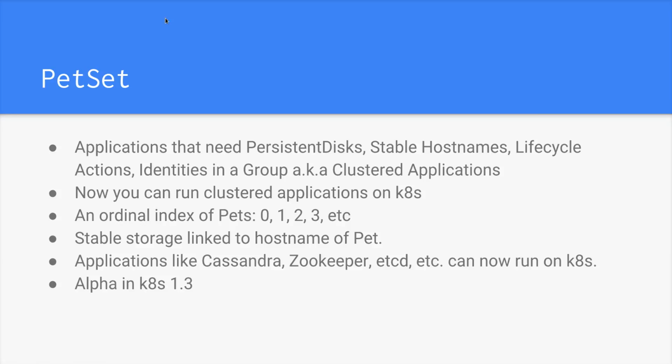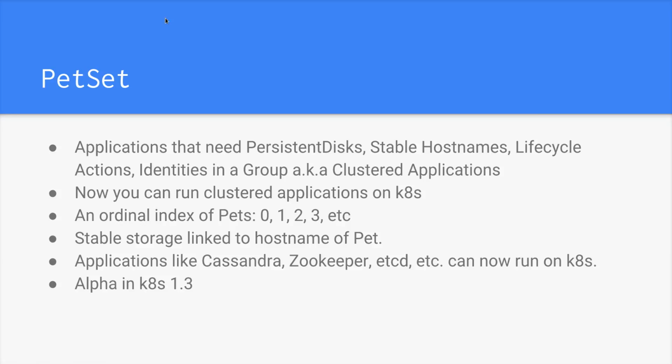So this thing was not possible before in Kubernetes because the pods that used to run used to get some random names, so that name could not be relied upon. All you had to do is talk to a pod via service because it was consistent. So now you can run clustered applications on Kubernetes. The names that these pods will get will be with an ordinal index of 0, 1, 2, 3, etc. And you can have a stable storage link to the host name of the pet.